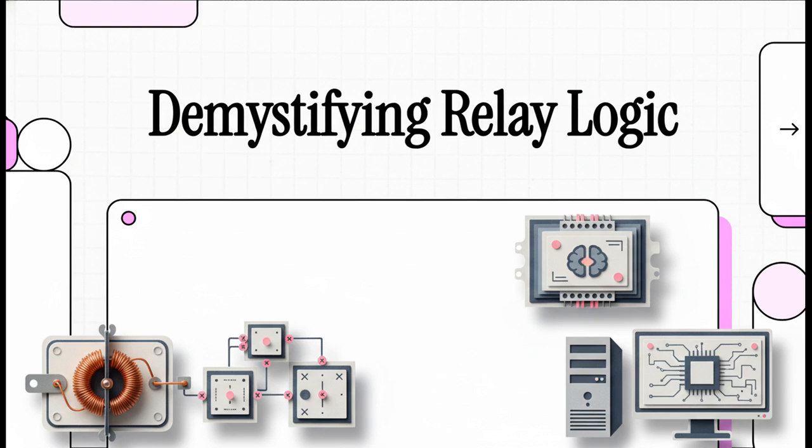All right, so we're about to pull back the curtain on the hidden brains that power industrial automation. We're going to start with something super simple, a basic switch, and build our way all the way up to the powerful little computers that pretty much run our modern world.